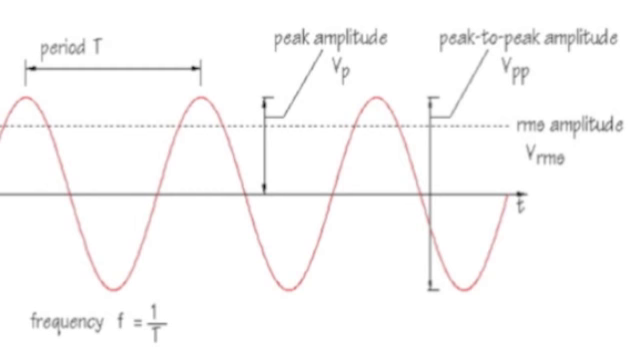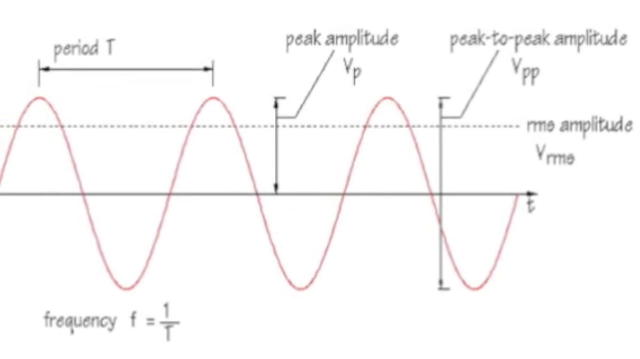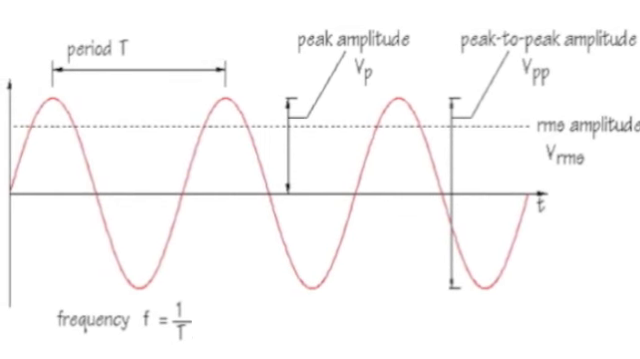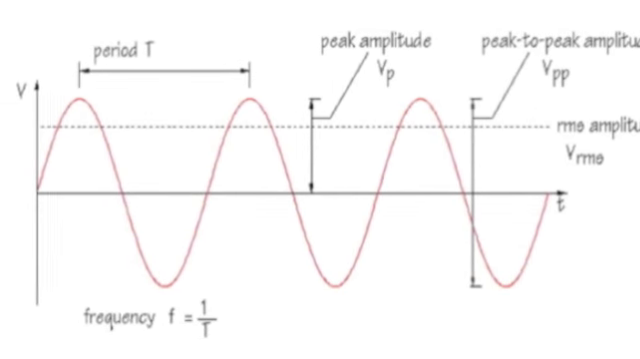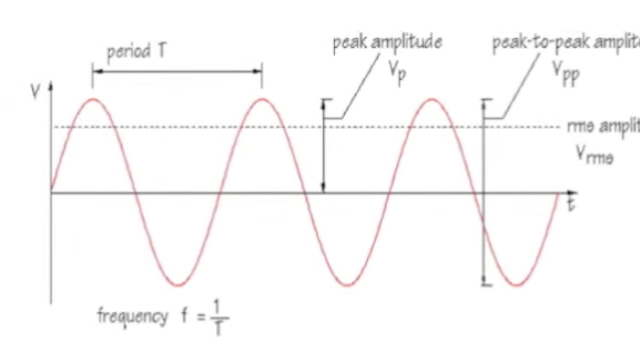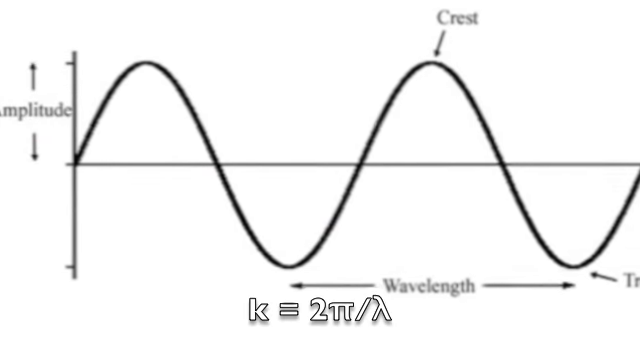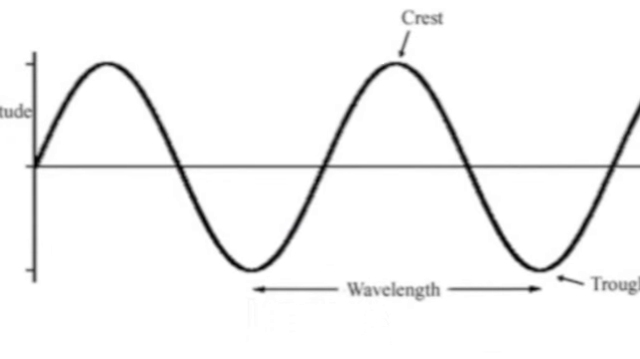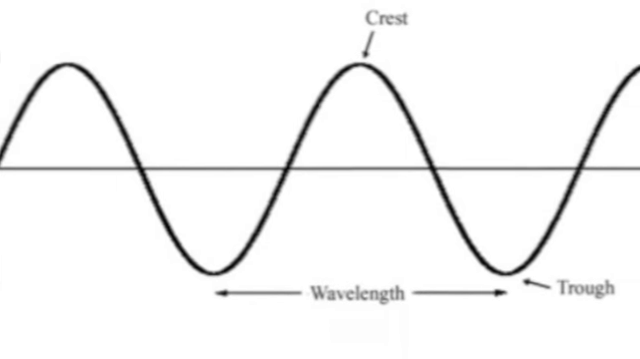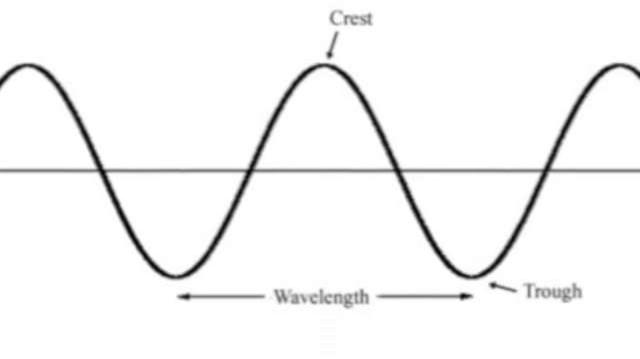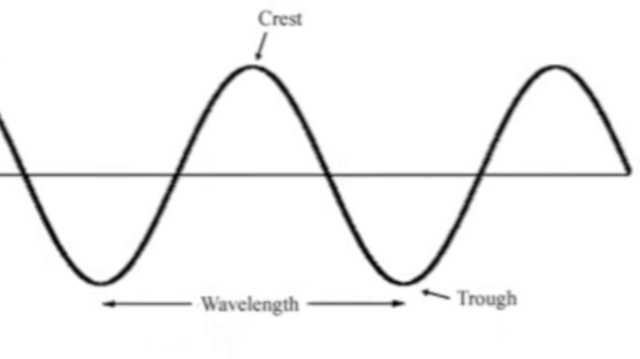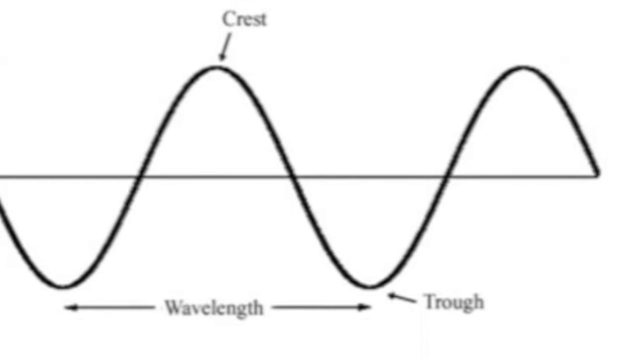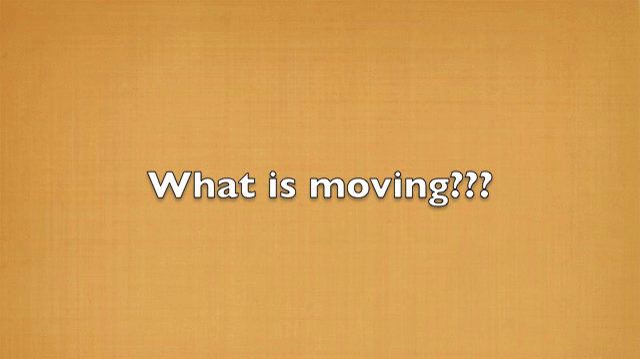the amplitude A. If we are looking at a graph which is a function of displacement versus time, then the difference in time between two crests is called the period. If we are looking at a graph which is a function of displacement versus position, then the difference in position between two crests is called the wavelength lambda. As we mentioned earlier, the wave number k, which is actually related to the reciprocal of the wavelength, is equal to 2 pi over lambda. A question is, what is moving with a wave?